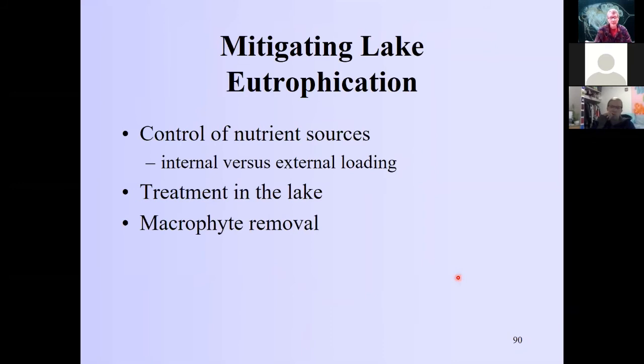Okay, so to mitigate the eutrophication, there's a couple of things that you have to do. You have to control nutrient sources, which Emma already said. Emma says, do I get extra credit for finding a mistake? Well, it's my mistake, so I just get to be sheepish about it. But that's the way it goes. Nobody's perfect, right? Okay, so we have to think about control of external versus internal nutrient sources.